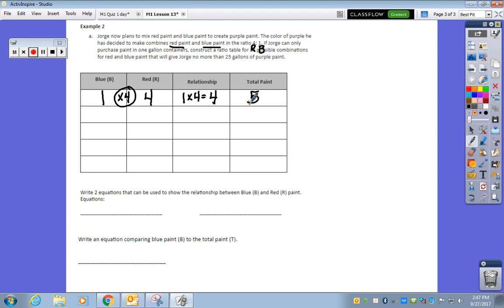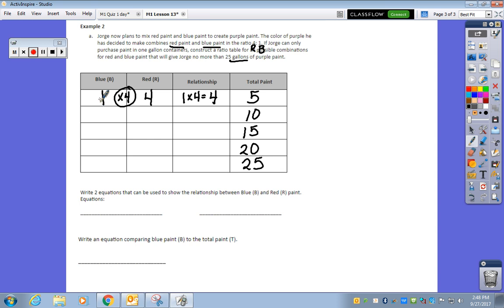They want us to get no more than 25 gallons of purple paint. Since we're starting here with 5, that means we're going to be counting by 5 down here, seeing that the ratio at this point is in simplest form. So 5, 10, 15, 20, 25. So that gets us those no more than 25 gallons of paint. What it also means is that we can figure out the rest of the table based on that information.